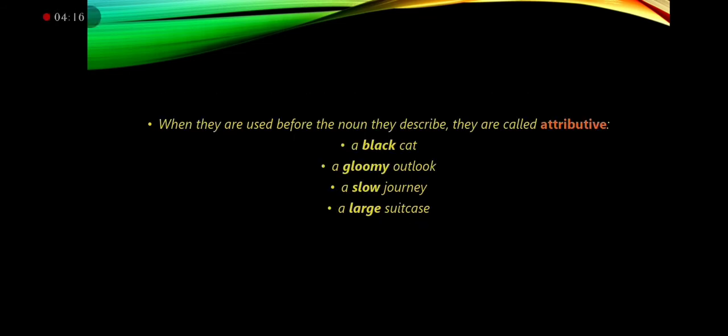Now I will talk about attributive adjectives. When they are used before the noun, all right? When they are used before the noun, they are called attributive adjectives. For example, a black cat, a gloomy outlook, a slow journey, a large suitcase. Now in all these examples, you can see that cat, outlook, journey, suitcase are nouns, and all the adjectives are coming before the noun. So it is an attributive adjective. I think now the idea about predicative adjective and attributive adjective is clear.